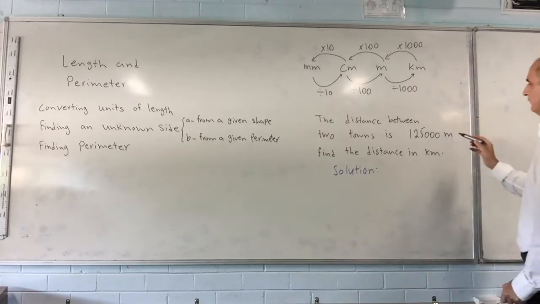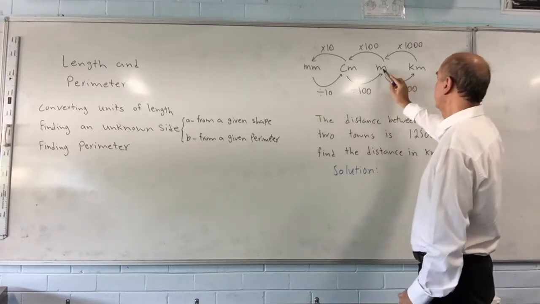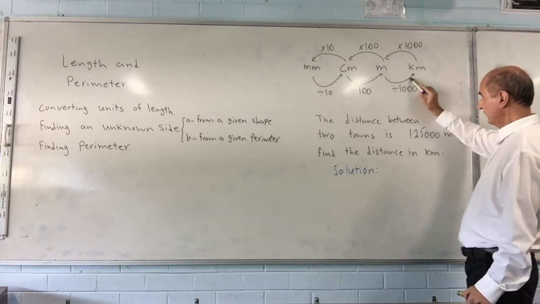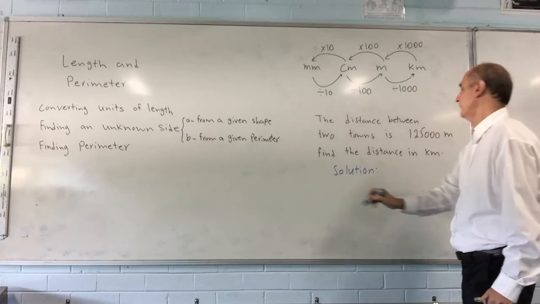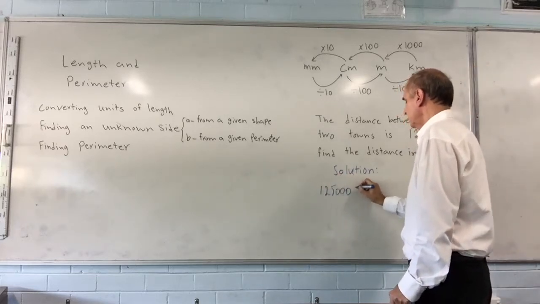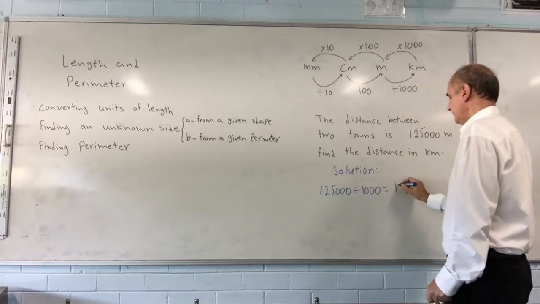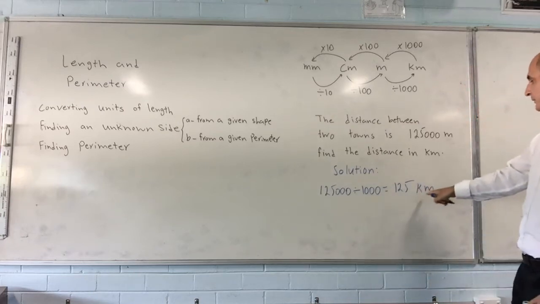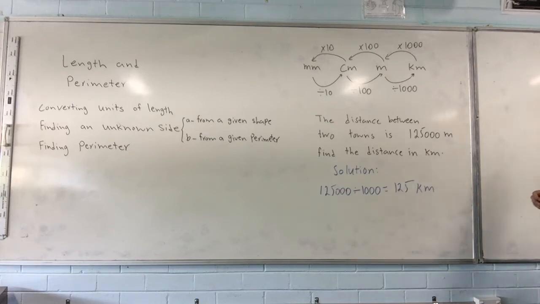Okay, here now we are going from meters to kilometers. So we're going from meters to kilometers along this arrow. So we need to divide by 1000. So 125,000 divided by 1000 gives us 125 kilometers. So the distance between the two cities is 125 kilometers.